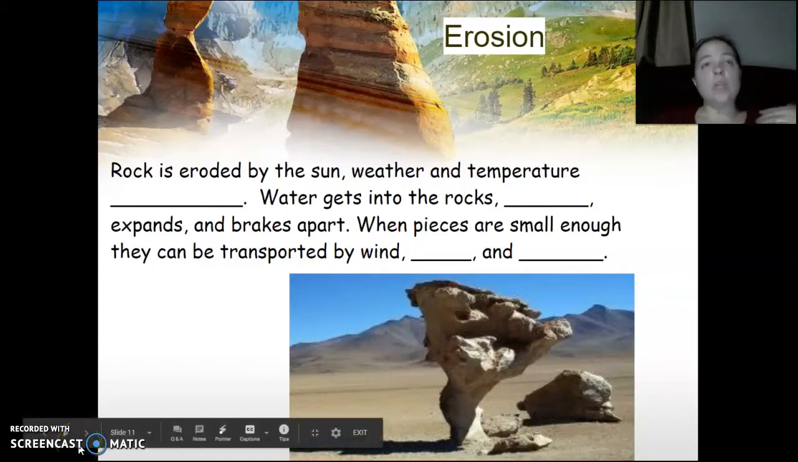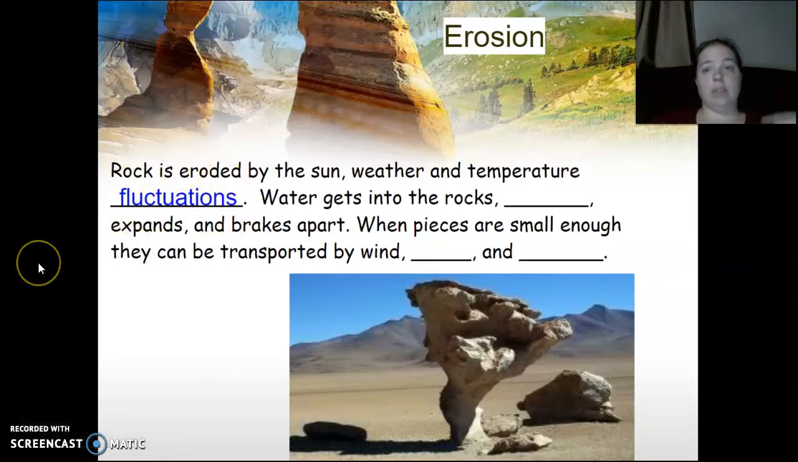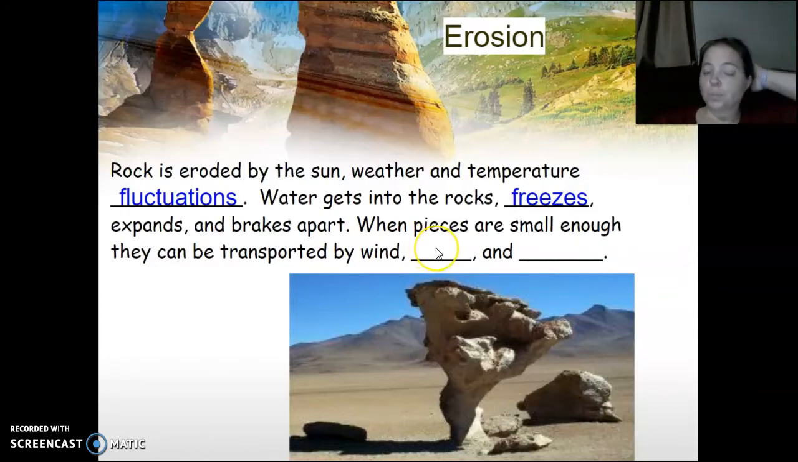Okay. And so erosion does have to deal with weathering. It is a form of weathering. Rocks are eroded by sun, weather, and temperature fluctuations. That means hot and cold. Remember, when rocks have cracks in them and freeze, expand, and break apart, that frost action is a part of erosion because it's eroding the rock away, which the rock will eventually break off. When pieces are small enough, they can be transported by wind, water, and glaciers.